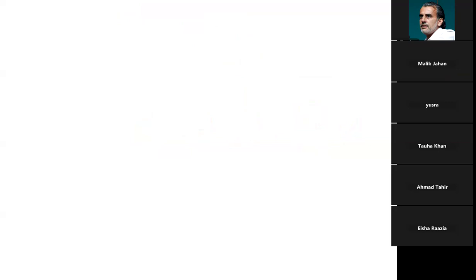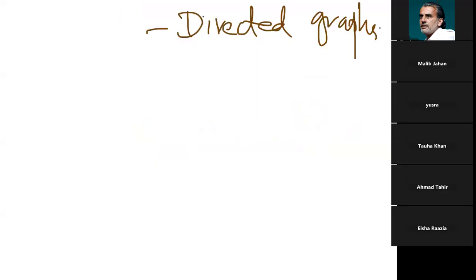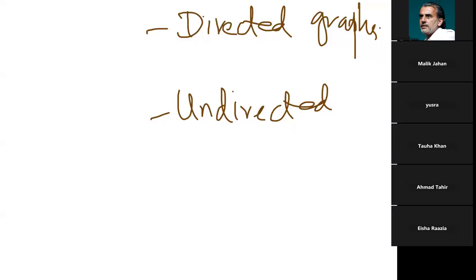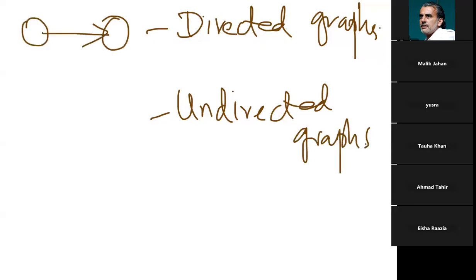So we talked about two types of graphs. We might be having directed graphs, and graphs might be undirected. So when we say directed graphs, that means that between every two vertices, if there is an edge, that must be directed. So directions are explicit, and that's where the name directed comes from.